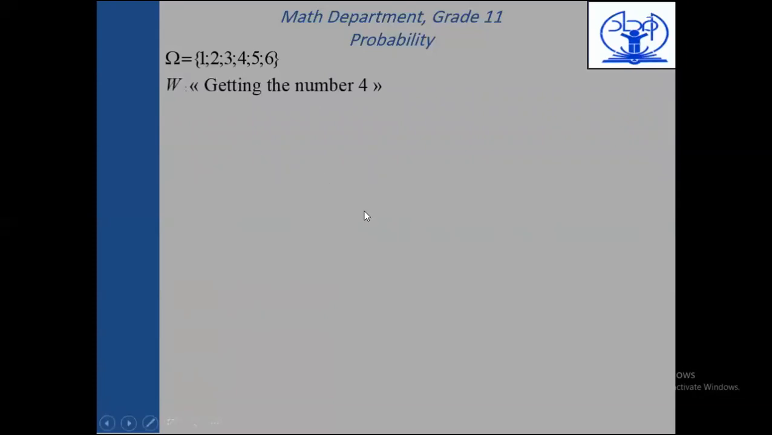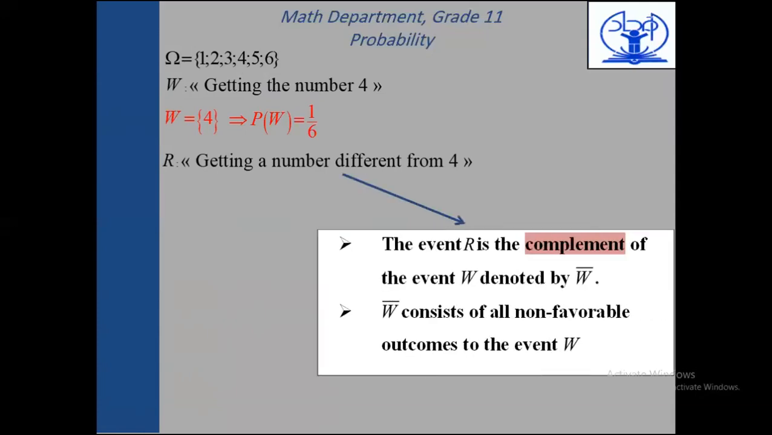Now, what's the probability of getting the number 4? W is an elementary event, and the probability of W is 1 over 6. What's the probability of getting a number different from 4? All the numbers are accepted except 4. R is related to W. R is said to be the complement of the event W.